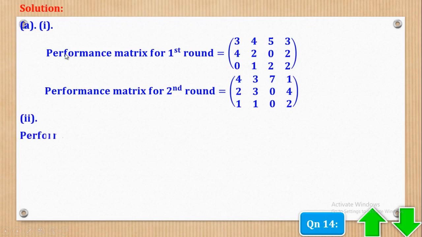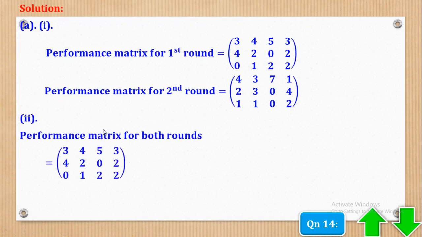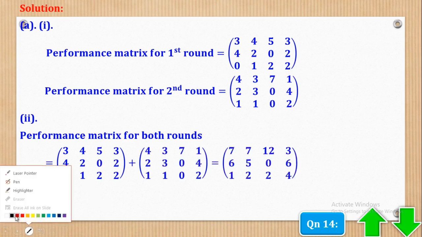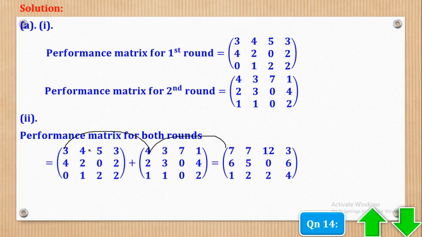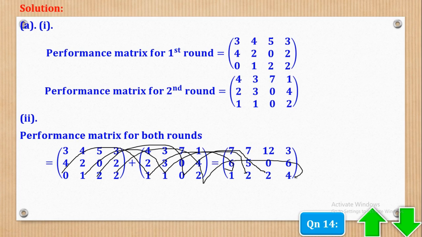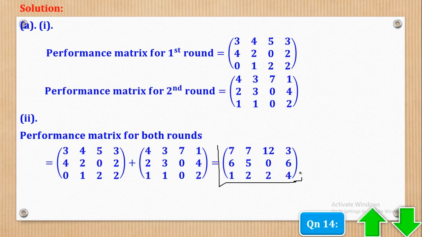Now for Roman 2, for both rounds, it means that you have to add the two matrices. So you come here and add both matrices. When I add, 3 plus 4 gives me 7, 4 plus 3 gives me 7, 5 plus 3 gives me 8, 3 plus 1 gives me 4. That is for the first row. What about for the second row? So for the second row, 4 plus 2 gives me 6, 2 plus 3 gives me 5, 0 plus 0 gives 0, and 2 plus 4 gives 6. Then for the last row, 0 plus 1 gives 1, 1 plus 1 gives 2, 2 plus 0 gives 2, and 2 plus 2 gives 4. So now this is the matrix for both rounds.